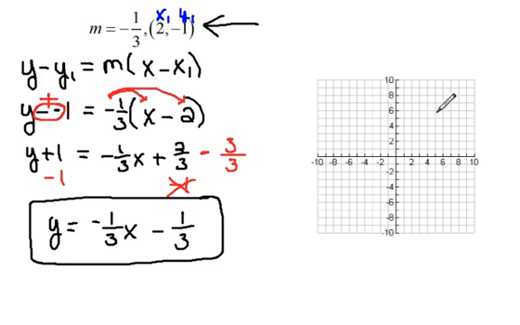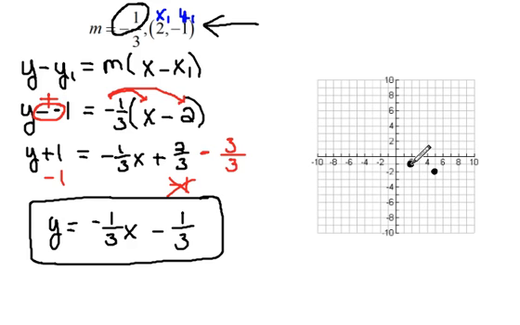Our point here is at 2, negative 1, so that would be this point right here. And then our slope here is negative 1/3. Remember, slope is rise over run. So since this is negative, I like to keep those together on the top. So let's rise down 1. So I'm going to go down 1 from that point and run 3 units. 1, 2, 3. That would put me right here at this point.